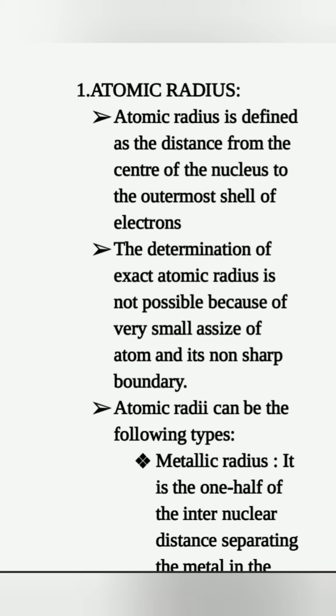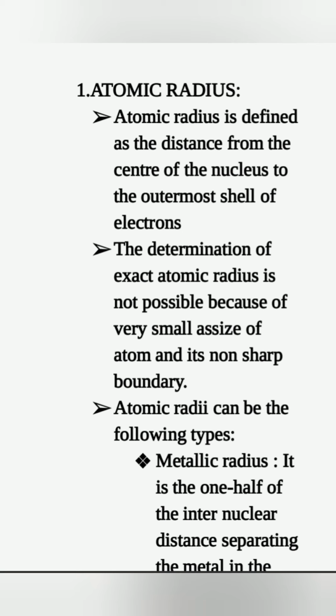It is the distance from the center of the nucleus to the outermost shell, and it is the radius of an atom itself. But the determination of the exact atomic radius is not possible because of the very small size of an atom and its non-sharp boundary. Because of these two reasons, we cannot measure the exact radius of an atom.